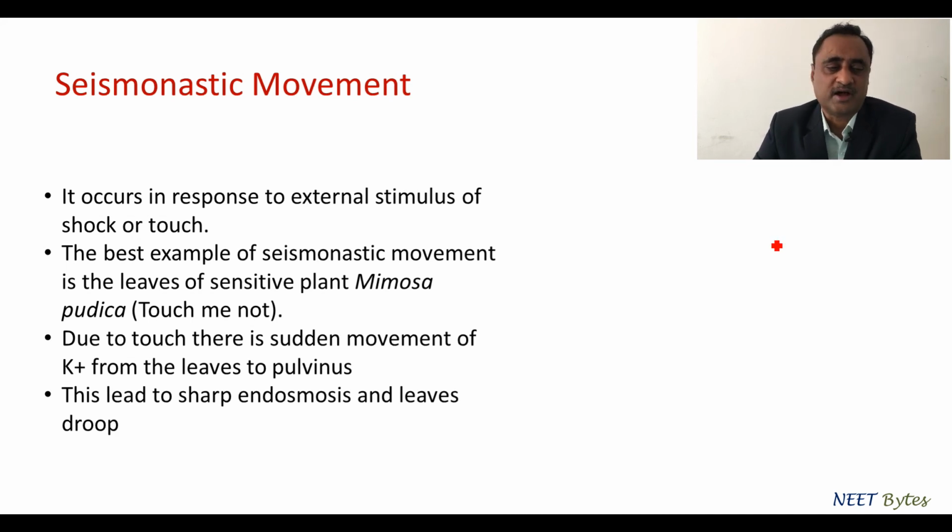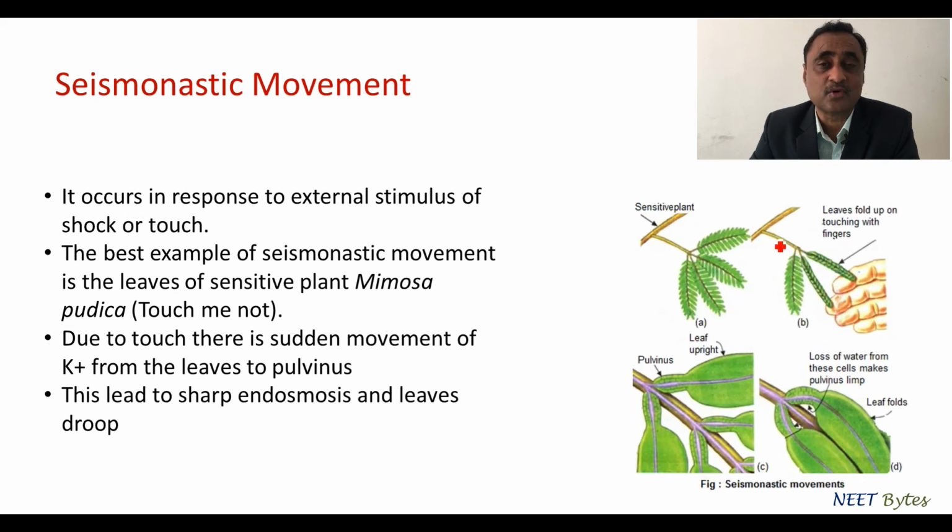Right, let's talk about the last one, what we call seismonastic movement. All of you might have heard about the touch-me-not plant, or chui mui, as we call it in Hindi. The scientific name is Mimosa pudica. So what happens here? We call it seismonastic because the movement occurs independent of the direction of the stimulus. We touch it, the leaves droop down. Now what is the reason? The reason lies in this particular structure, called the pulvinus.